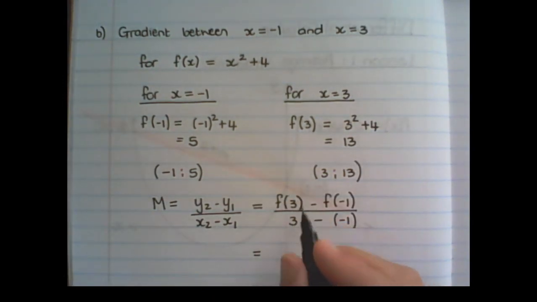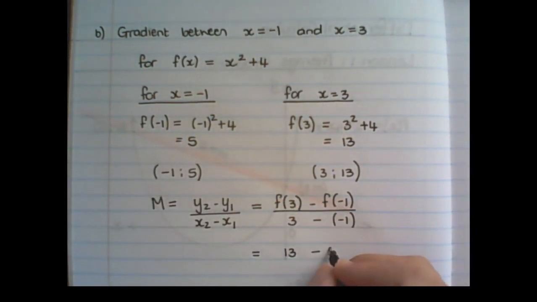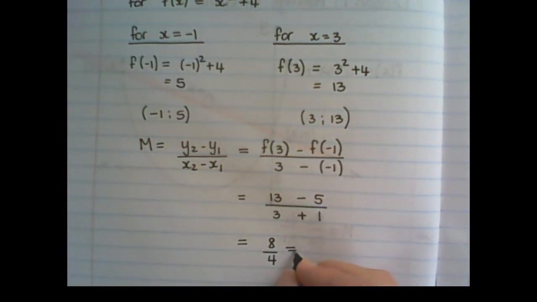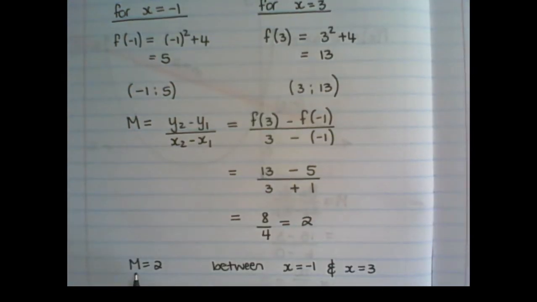So when x was 3, the function was 13. Where x was -1, the y value is 5, over 3 plus 1. So that is 8 over 4, and therefore the gradient between those 2 points is 2. So the gradient is equal to 2 between x equal to -1 and x equal to 3.